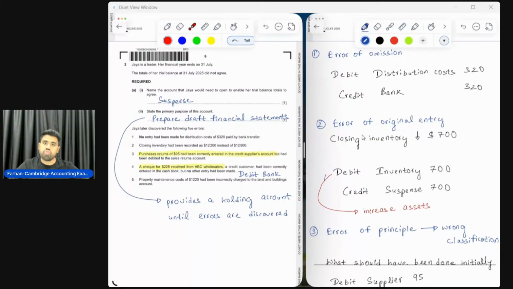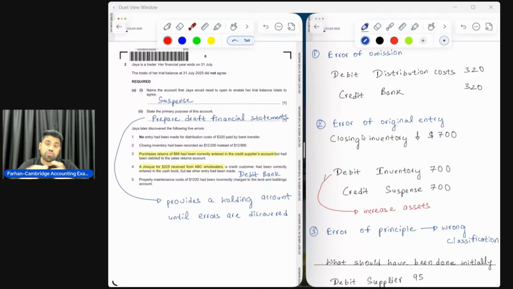When you prepare the trial balance, if you see a difference on the debit side with the credit side, such as the debits may be higher than the credit side or the credits may be higher than the debit side, that difference is what we bring into a suspense account. And the main purpose of creating the suspense account is that it serves as a holding account until you discover all the relevant errors in your business.